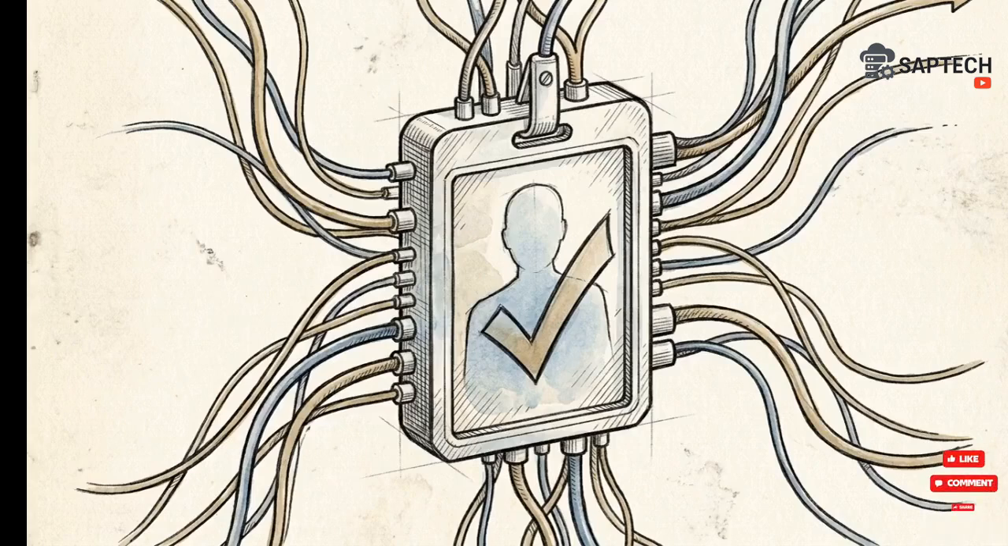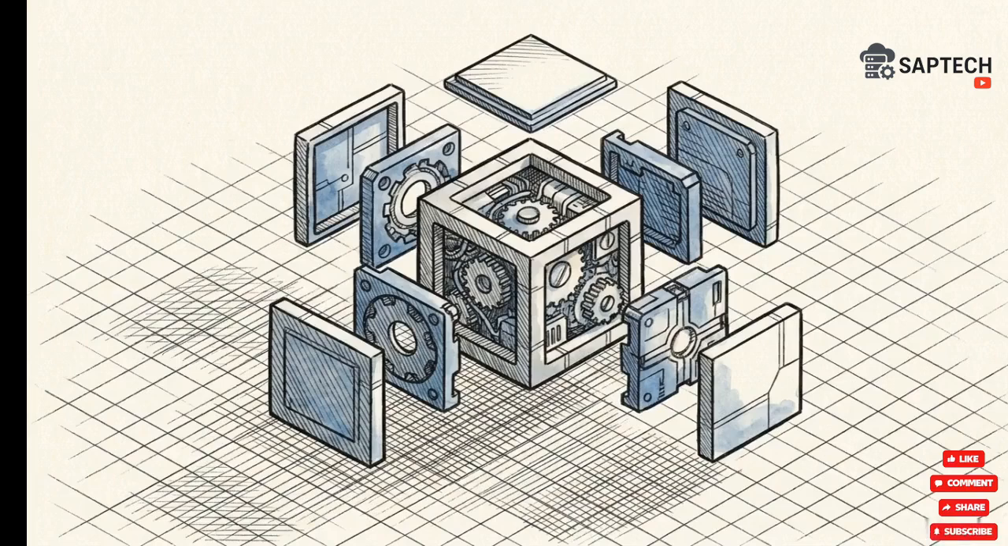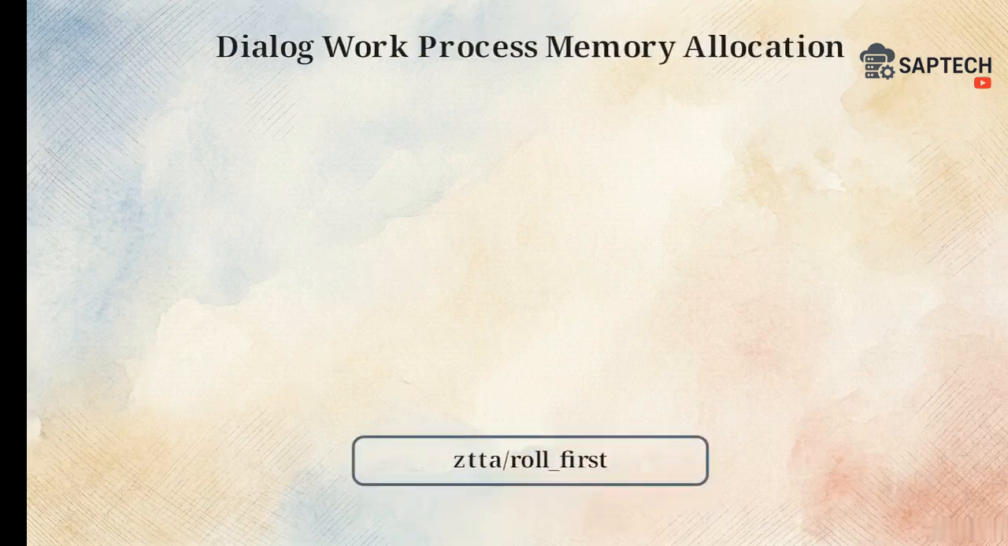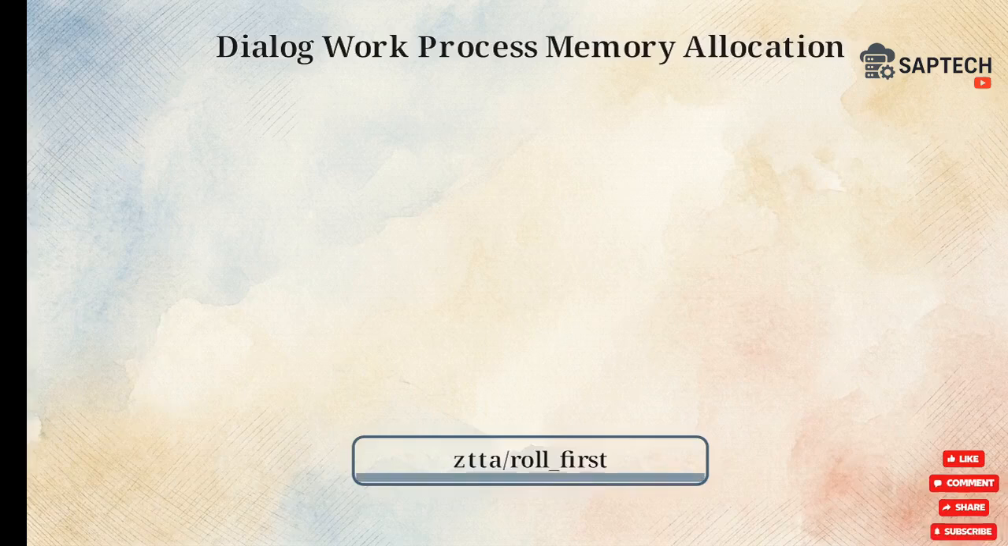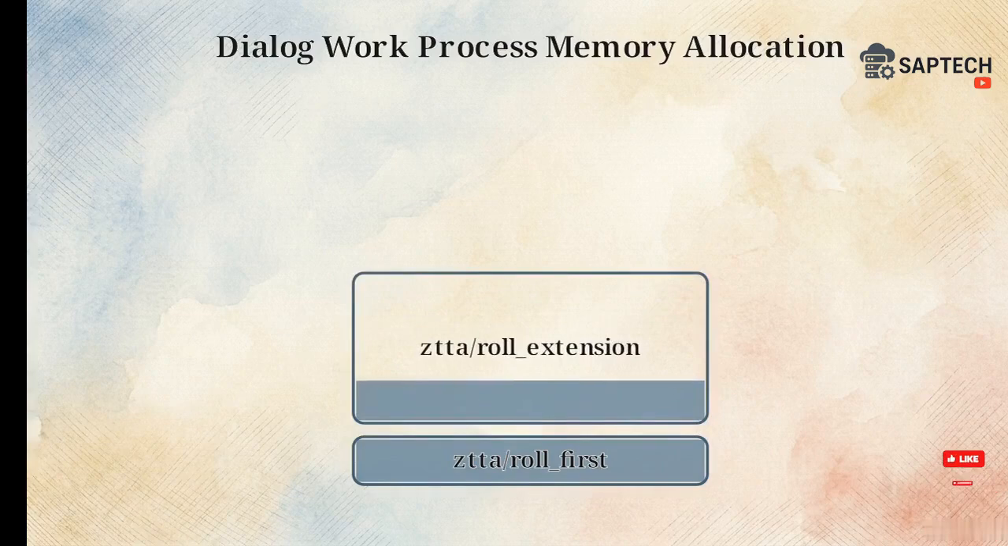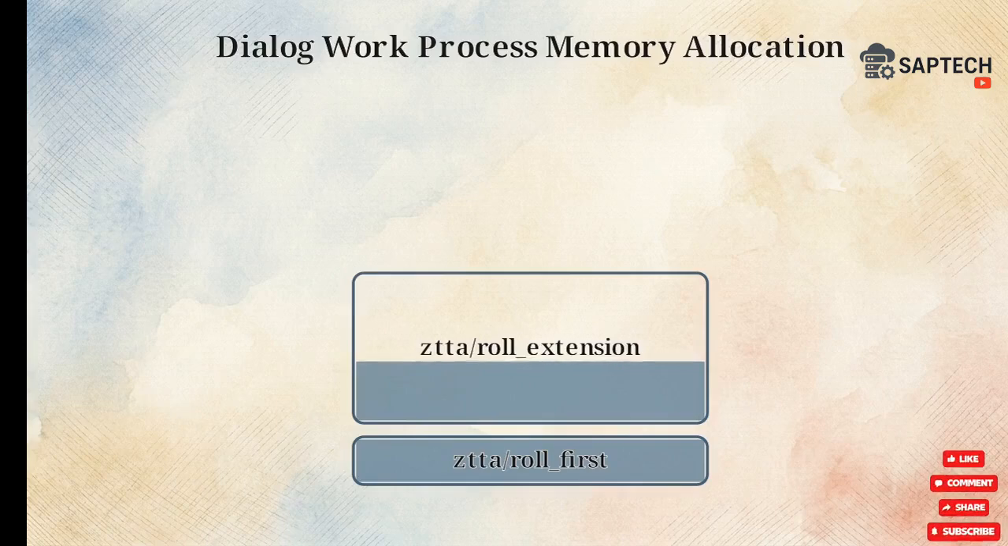Let's trace a standard dialog work process. When it receives a request, its first task is to roll in the user context to validate credentials. To do this, it pulls a very small, localized slice of memory from the system. This initial allocation is controlled by the parameter ztta/roll_first. Once the context is validated, if the transaction requires more capacity, the process will exhaust this small initial allocation. It then pulls from the shared extended memory pool, up to the limit defined by ztta/roll_extension. If the user is running a heavy transaction and maxes out that entire extended memory quota, the work process moves to its next fallback.